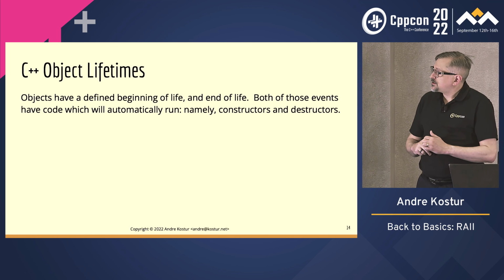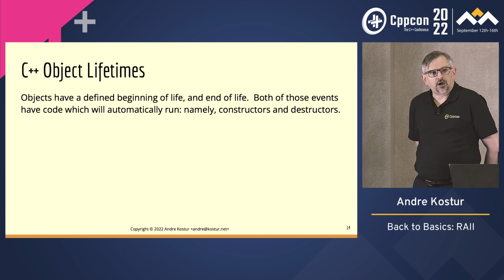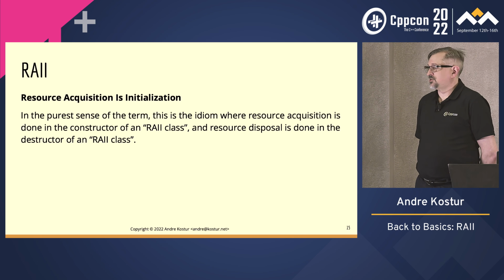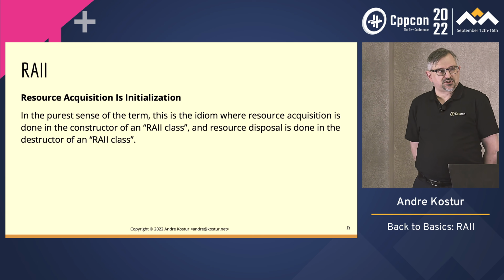At least in the beginning of this talk, we're going to look specifically at objects with automatic storage duration, also known as local variables. And this is where the RAII idiom, the core of it, comes in. In the purest sense of the term, this is the idiom where we acquire a resource during the constructor of an object, and we dispose of the resource during its destructor.